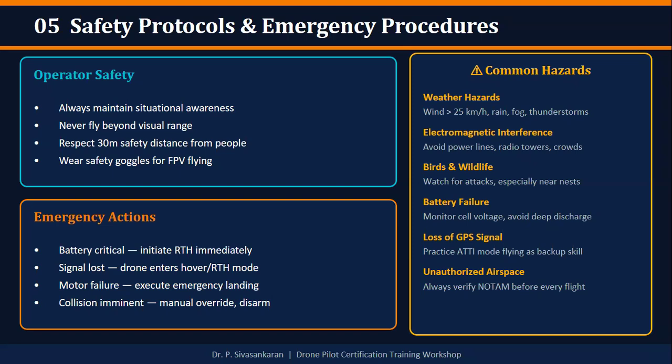In emergency situations, the pilot must be prepared to activate return to home functions, perform controlled landings, or manually override automation systems. Weather conditions, electromagnetic interference, wildlife interactions, battery failures, and GPS signal loss are common hazards that require proper attention. Developing emergency response skills is essential for professional drone operations.